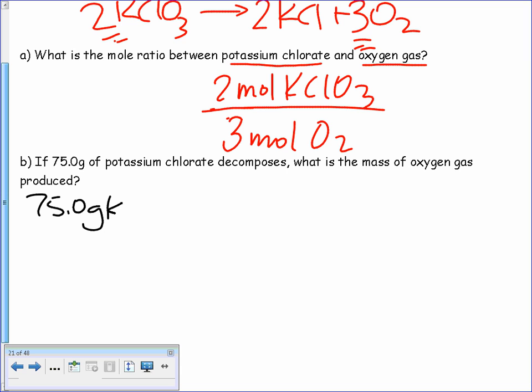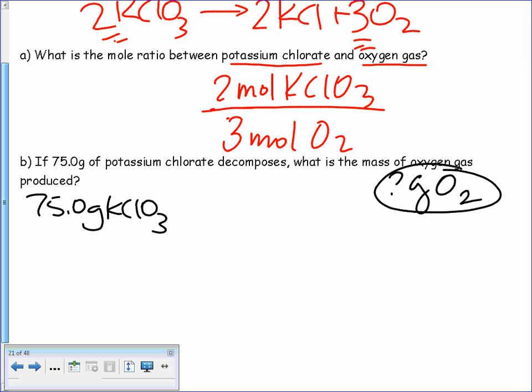75 grams of KClO3. Write the identity with it. Okay, what's our question? Shout it out. So give me units for that. Grams. So question is grams of what? O2. Okay, so that's our end unit. That's our desired unit at the end.